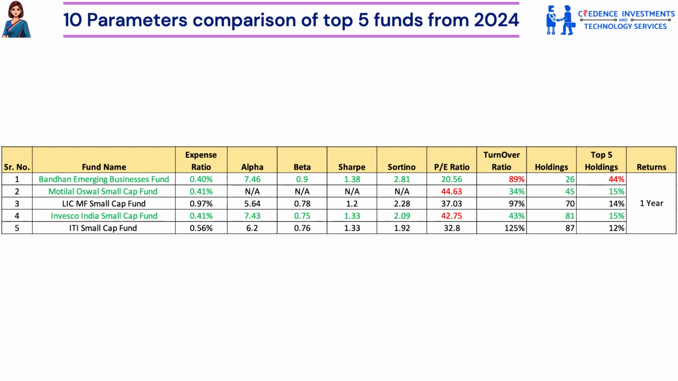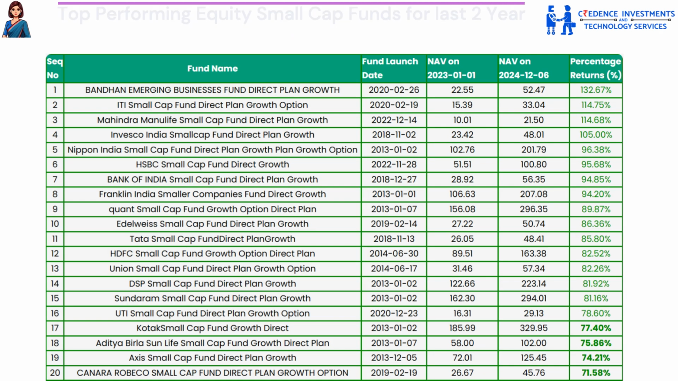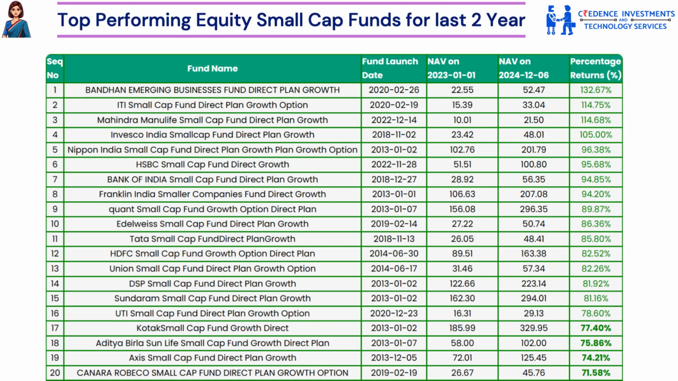LIC-MF Small Cap Fund has the highest expense ratio. Invesco India Small Cap Fund offers good risk-adjusted returns, low volatility, and high diversification, making it a balanced choice. ITI Small Cap Fund has the highest turnover ratio and broad diversification, reducing risk, but a high expense ratio and relatively lower alpha.